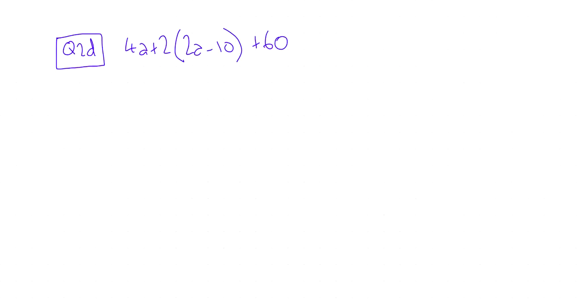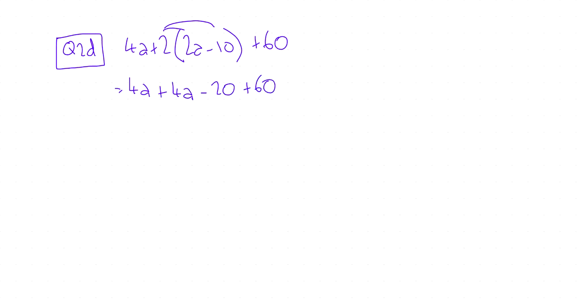Here is the first question. I've been asked to factorize this, but I've already got brackets, which is confusing. So what I need to do is first get rid of my brackets. So let's just leave the 4a. This is multiplying, so I've got another 4a. And then this multiplies over here to give me negative 20, and I've still got my plus 60.